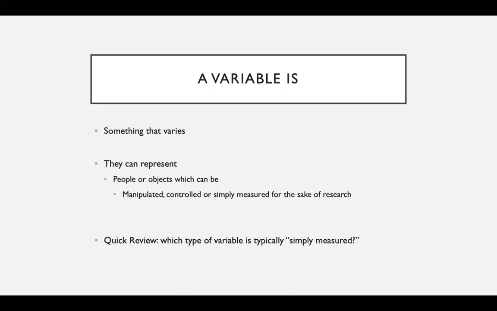And a quick review: which type of variable is usually just measured with no other manipulation or alterations? Go ahead and write down your answer and we'll check it later. Next, what is a dependent variable? Go ahead and write down all the information you can about this.